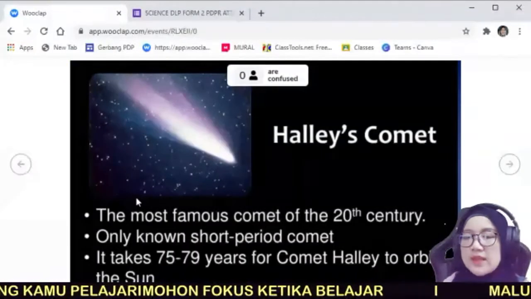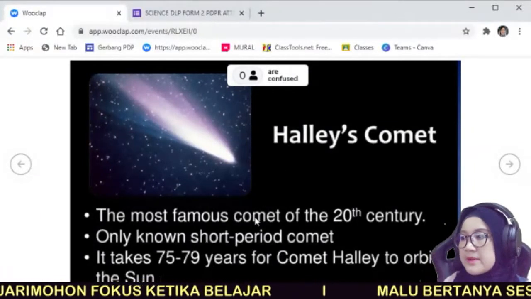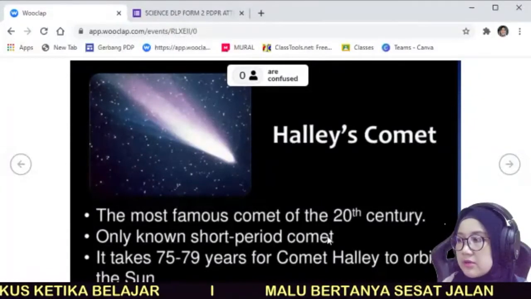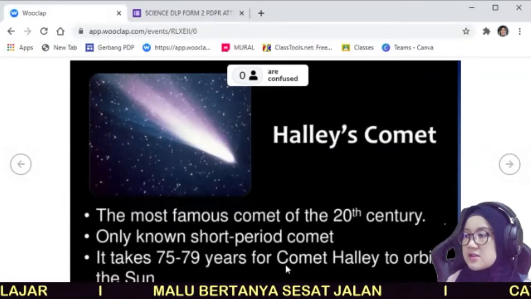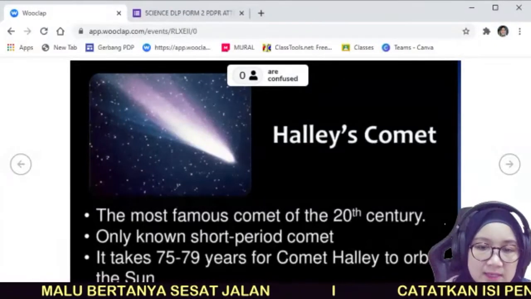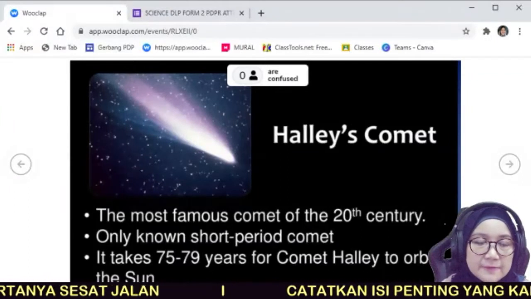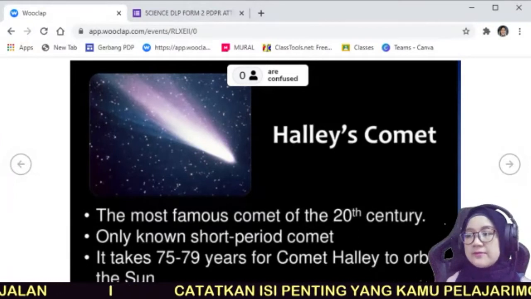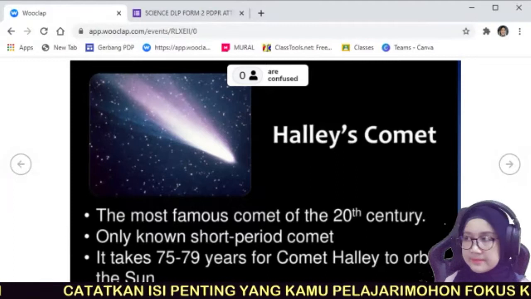Okay, this is one example of a comet called Halley's Comet, the most famous comet in the 20th century, known as a short period comet. It takes 75 to 79 years for Comet Halley to orbit the sun. So as we can see here, the lifetime of the comet is about 75 to 79 years for it to orbit the sun.